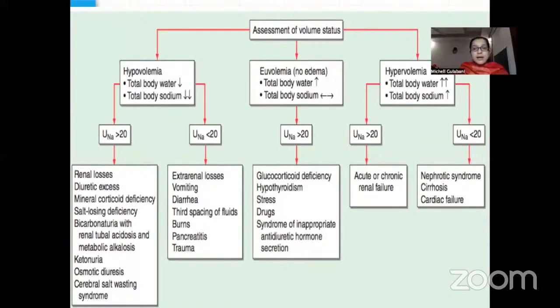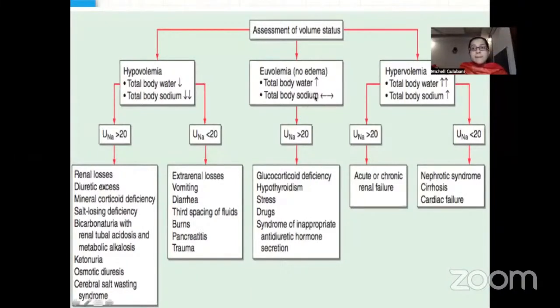Now let's come to euvolumic hyponatremia, in which the total body water is increased, but the total body sodium is neither increased nor decreased. However, we get a hyponatremia on evaluation. And in that, you have urine spot sodium of more than 20. The most important cause for this is SIADH. Besides that, glucocorticoid deficiency and hypothyroidism are the other causes of euvolumic hyponatremia.